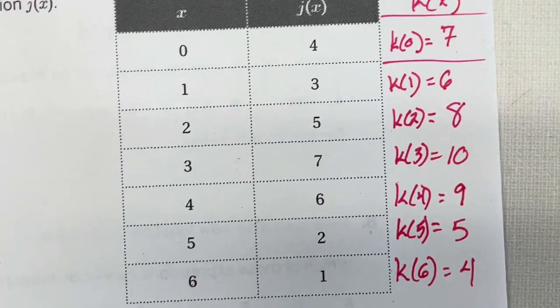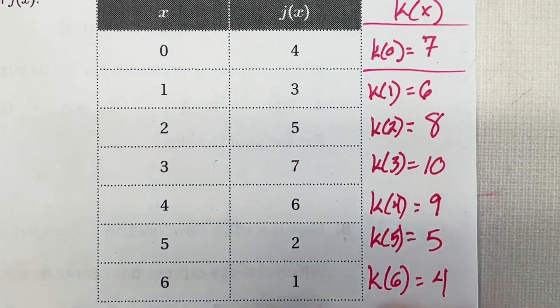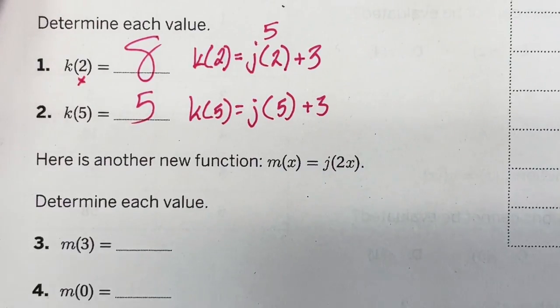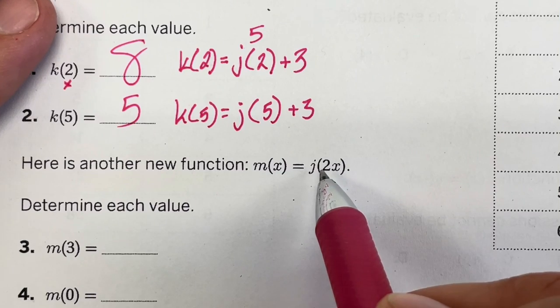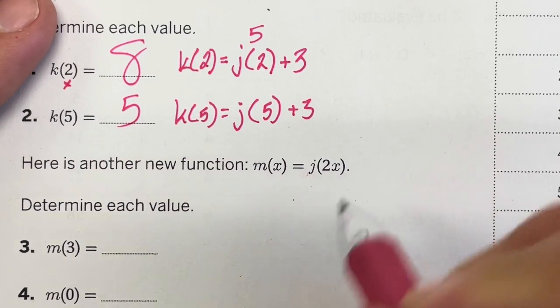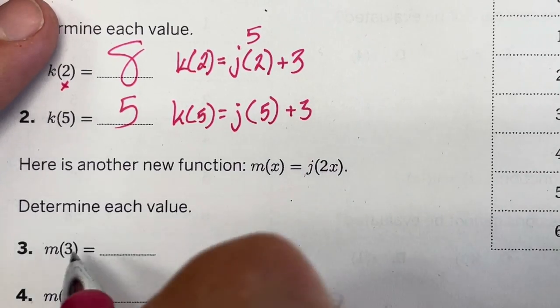That's going above and beyond everything else here, but we can pause the screen on that if you want to look at what's happening. The m function takes the j function, except it doubles the input and then puts it into the j function. So let's look at that.